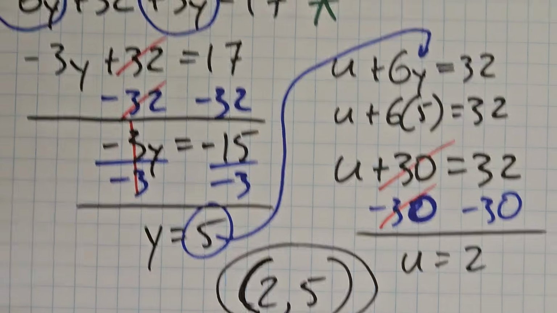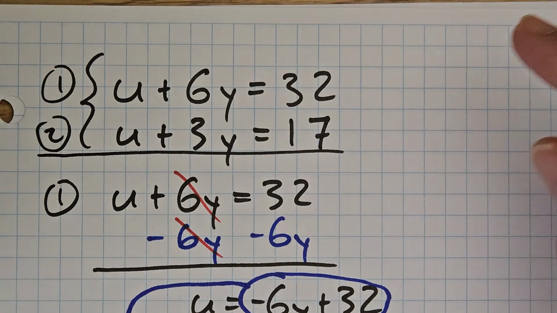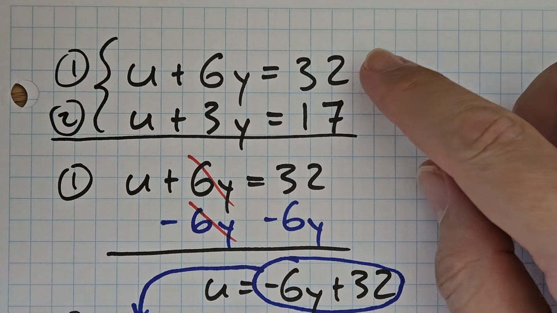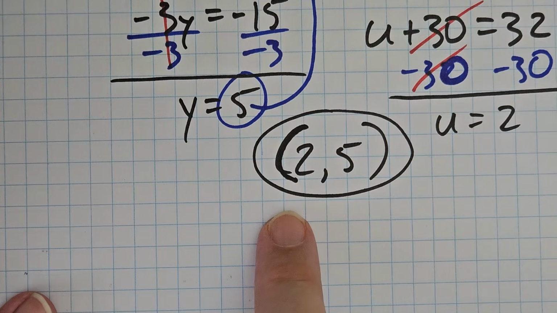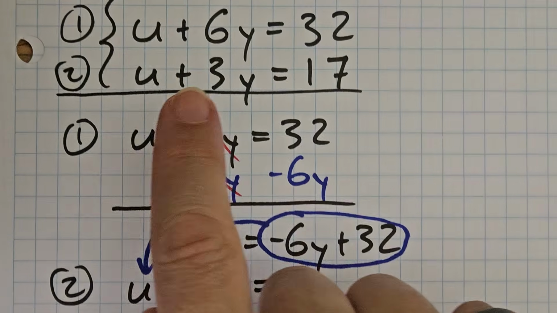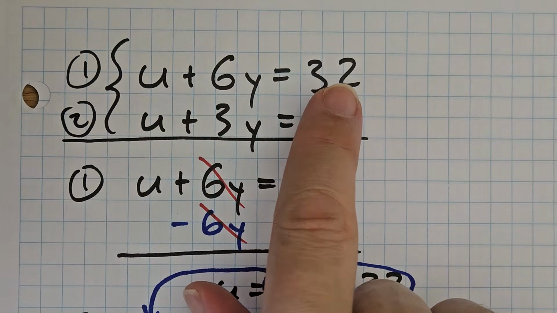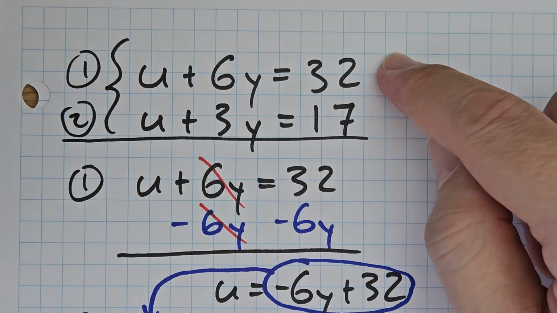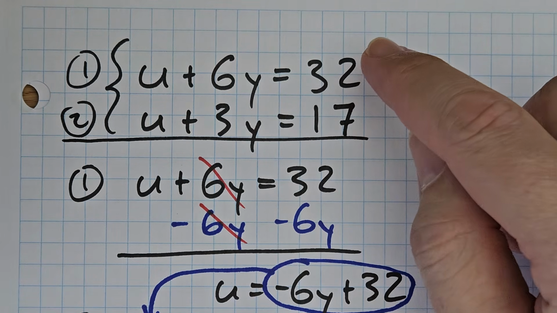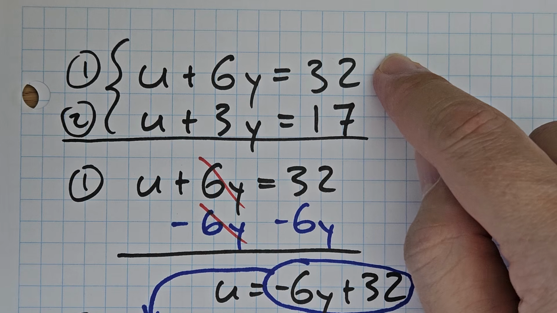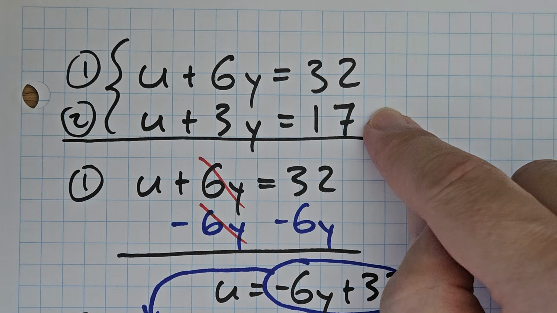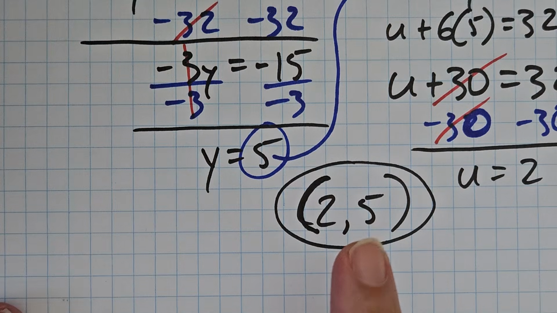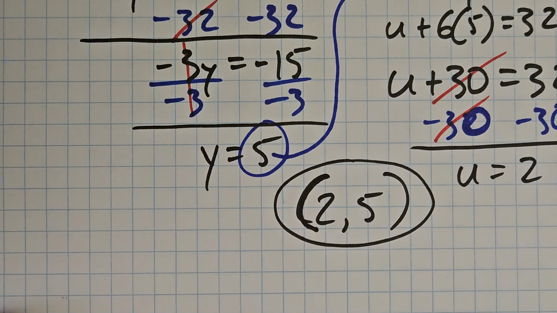All right, so algebraically speaking, these are the two values, 2 and 5 for u and y, that would make both of these equations true at the same time. Geometrically speaking, or graphically speaking, same thing, each equation makes a line, which is why we call it a linear equation. And these lines will cross each other on the Cartesian coordinate plane at that point right there.